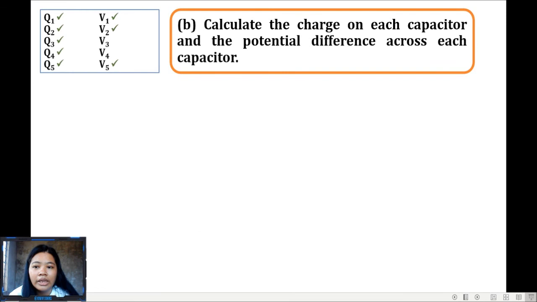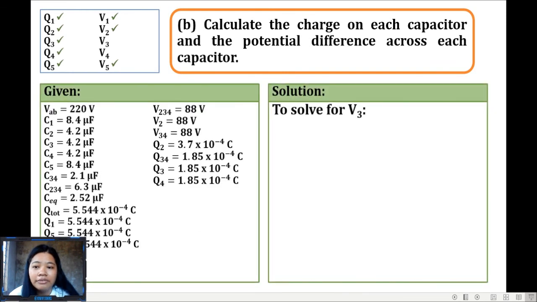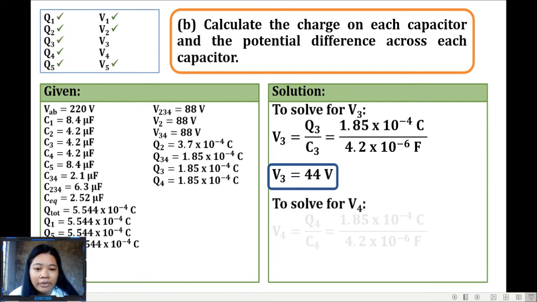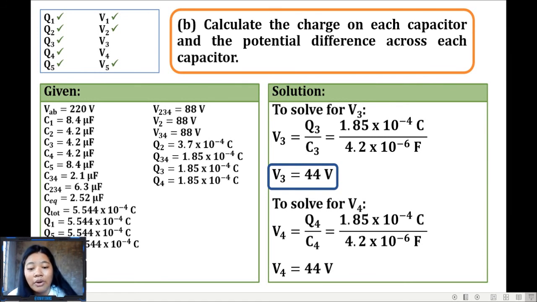And finally, to solve for V sub 3, we simply divide Q sub 3 by C sub 3. So 1.85 times 10 raised to negative 4 coulomb divided by 4.2 times 10 raised to negative 6 farad. This gives us 44 volts for V sub 3. Similarly, for V sub 4, we simply divide Q sub 4 by C sub 4. So 1.85 times 10 raised to negative 4 coulomb divided by 4.2 times 10 raised to negative 6 farad. This gives us a value of 44 volts.